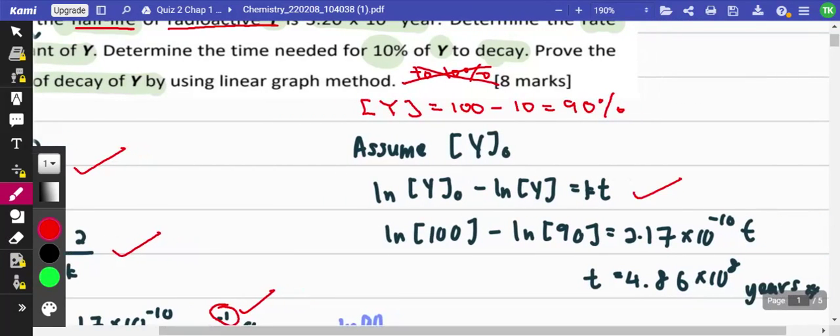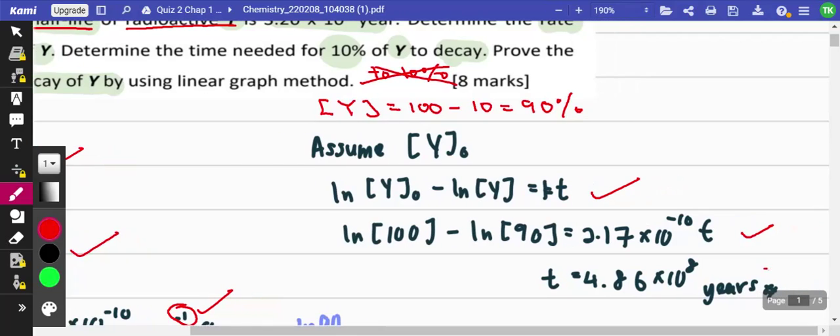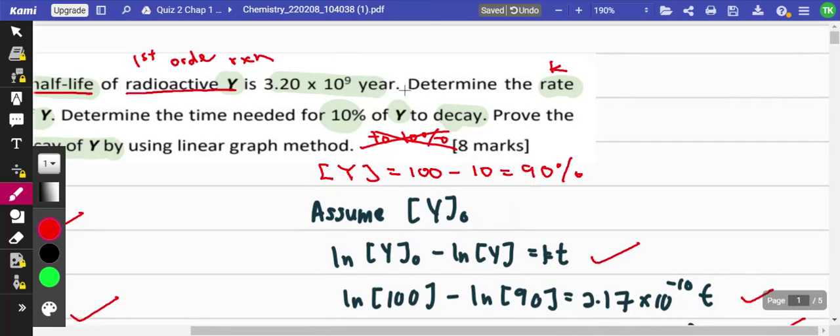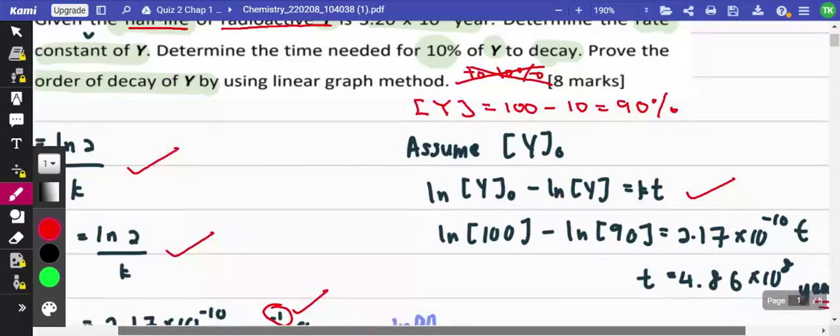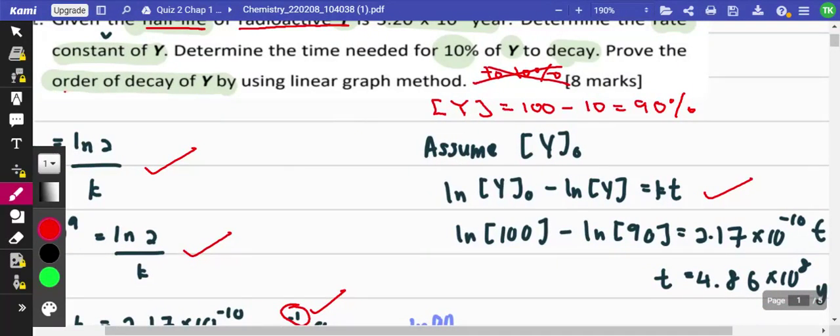Use the integrated rate law and then you will get your answer. And don't forget your unit. Because the half-life is given in year, the unit, you just put year. You don't have to change it to second or minute. Next part is prove the order of decay of Y by using linear graph method.